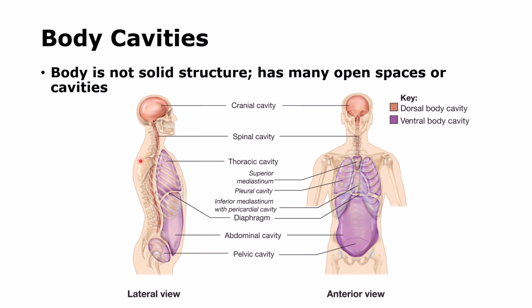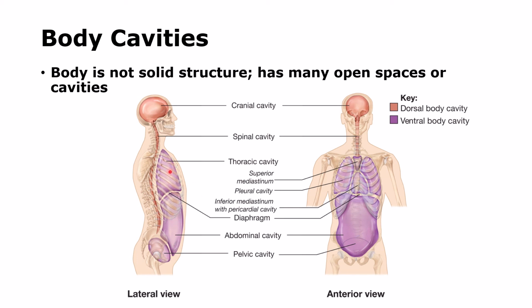You have two different cavities in the body. One is called the dorsal cavity, the other is called the ventral cavity. The dorsal cavity has the cranial cavity, where the brain is located, and the vertebral or spinal cavity, where the spinal cord is located. Then you have the ventral cavity, which is made of the thoracic cavity here, abdominal, and pelvic.